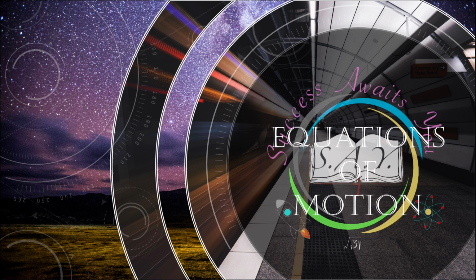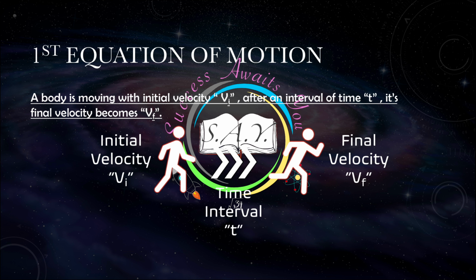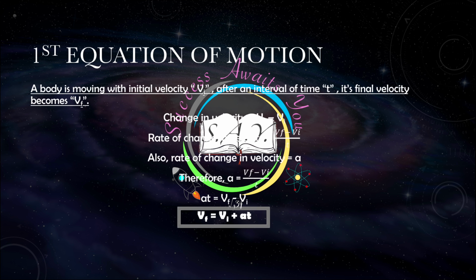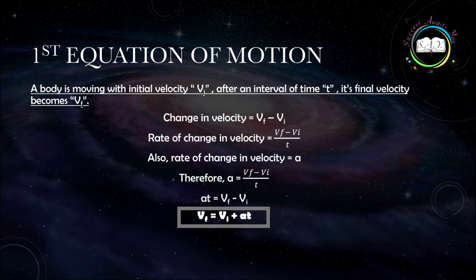For the first equation of motion, consider a body which is moving with an initial velocity of vi. After an interval of time t, the velocity of the body changes to vf, or the final velocity of the body. For the change in velocity, we will subtract initial velocity, vi, from the final velocity, vf. Rate means change with respect to time. So, the rate of change in velocity means dividing vf minus vi by time, t.